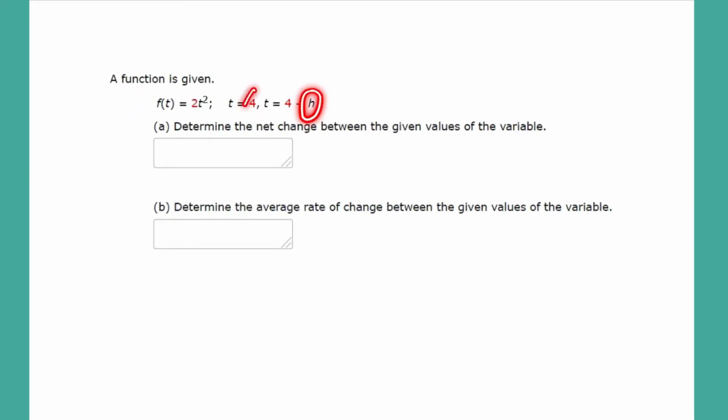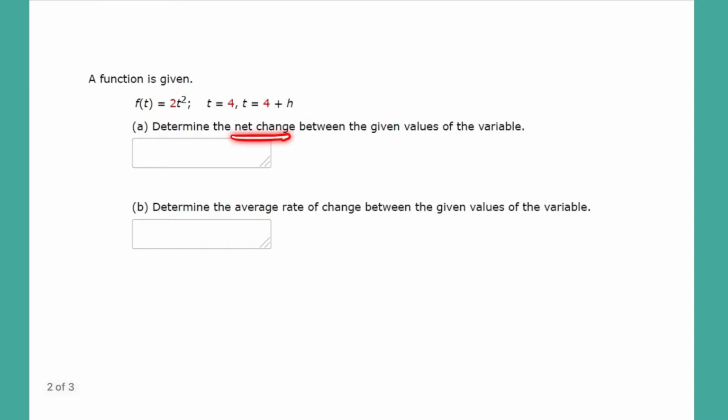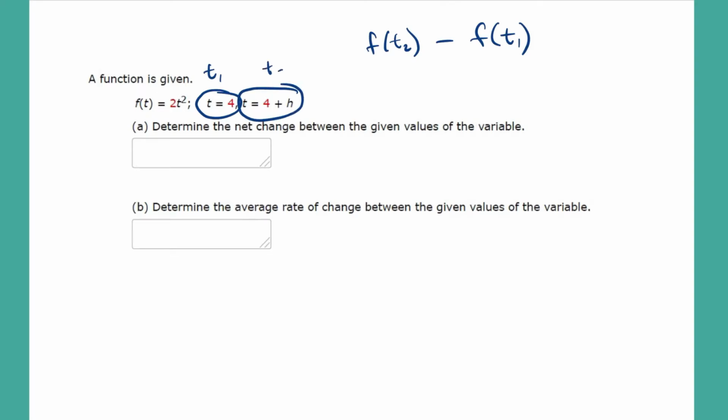This one's a little bit more challenging because it has a variable h, but it's the same exact formula. So let's do the net change first, which is just the difference of the y coordinates. So let's go ahead and plug in our first point. So let's plug in this one first. That'll be our f of t2, and then we'll do f of t1. This will be our t1, and this will be our t2.